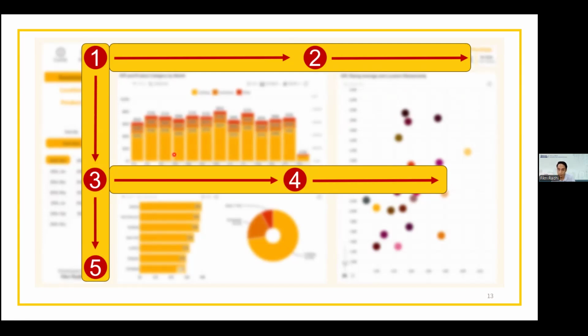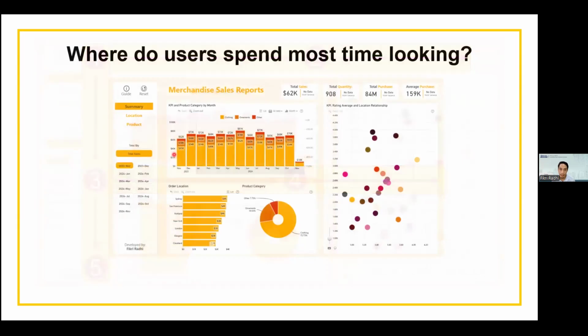All right. So don't make it too cramped. So this is how most of the users will read, the eye pattern. All right, the eye tracking. Okay. So where do users spend most time looking? Based on the F shape, there's a part that users will look at more than the rest of the chart.